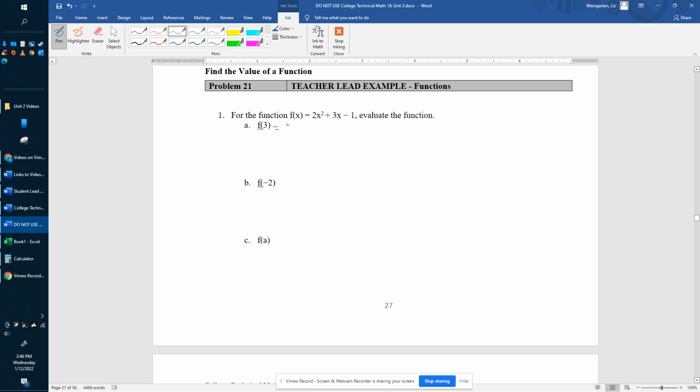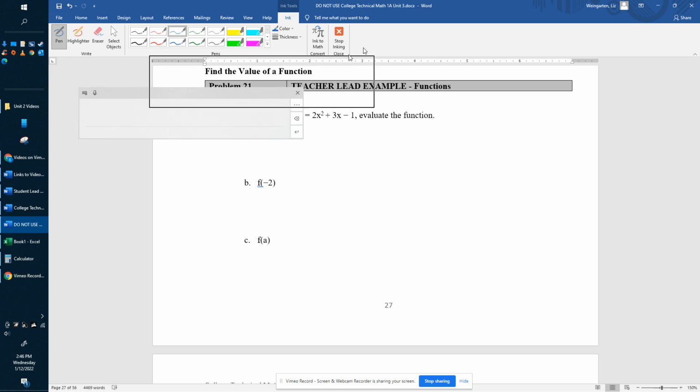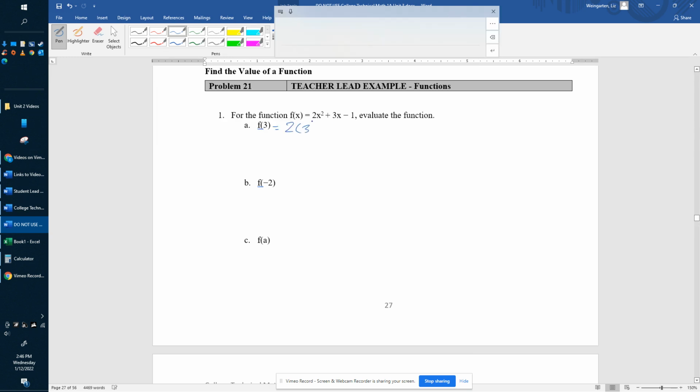Okay, 2 times 3 squared plus 3 times 3 minus 1. Do our order of operations. Our exponent comes first, so we have 2 times 9. Plus 3 times 3 is 6, minus 1. 2 times 9 is 18, plus 6, minus 1. 18 plus 6 is 24, minus 1 is 23.